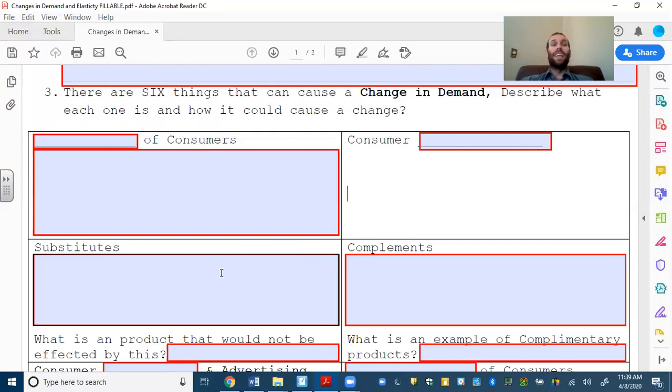All right, the next type of goods we have is substitutes and complements. And we're first going to focus on what a substitute is.